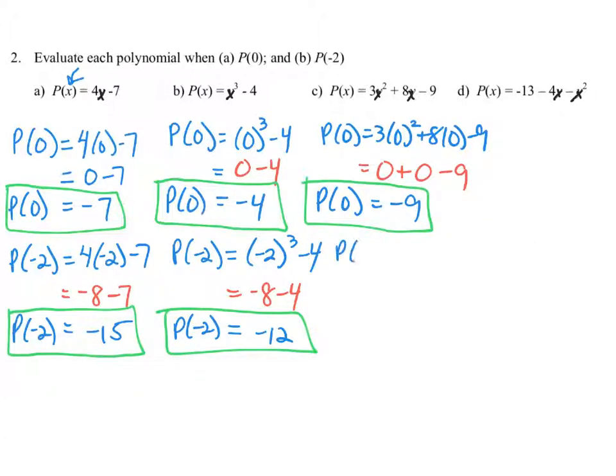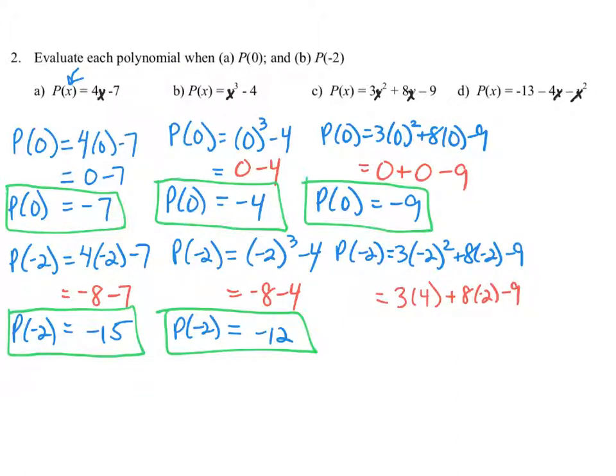Let's find p of negative 2. So it's going to be 3 times negative 2 squared plus 8 times negative 2 minus 9. Remember the order of operations. We always want to do those exponents before we multiply. So this is going to be 3 times negative 2 squared, where negative 2 squared is equal to 4, plus 8 times negative 2 minus 9.